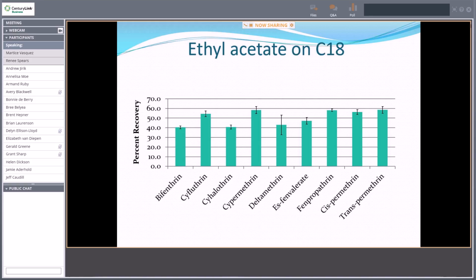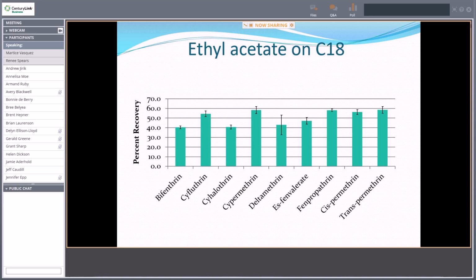So that shows you the validation data for the HLB cartridge. And then I just wanted to show you briefly what type of recoveries we were looking at when eluting the pyrethroid compounds using ethyl acetate off of a C18 cartridge. That was where we were thinking that this is the way you would want to go for the future in trying to get these pyrethroid compounds.